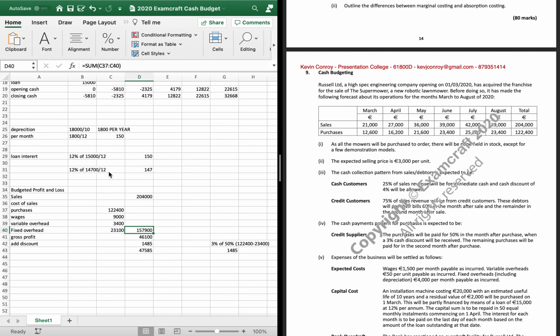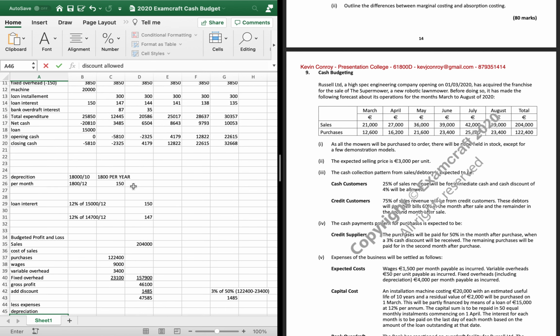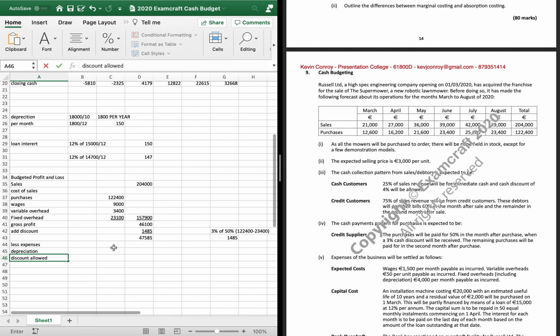Okay, now from those, we're going to take away our expenses. And our expenses are our depreciation and the discount that we give. So the depreciation was 150 a month, so 150 by 6, which would be 900. And the discount allowed is the discount on sales, which was 4% of 25% of our cash sales, or of our total sales. So our cash sales is 25%, so it's 4% of 25% of 204,000.